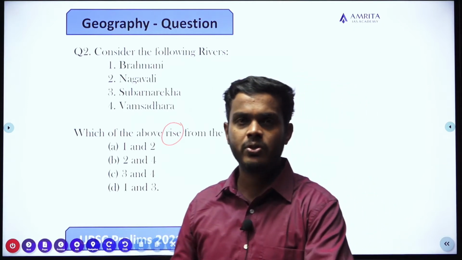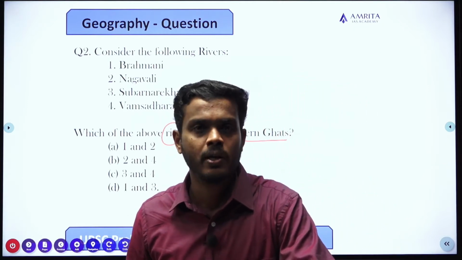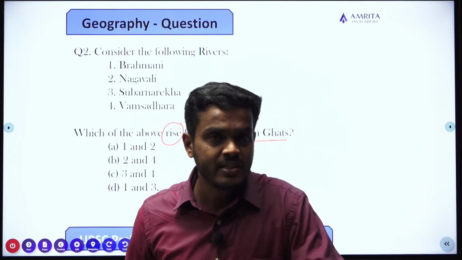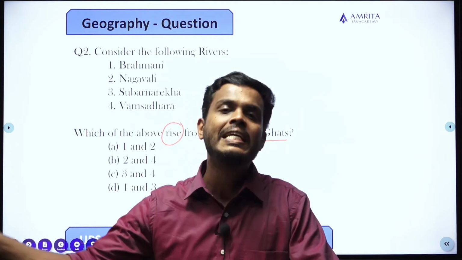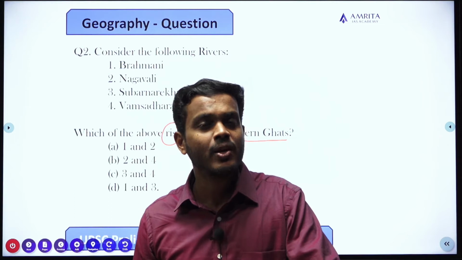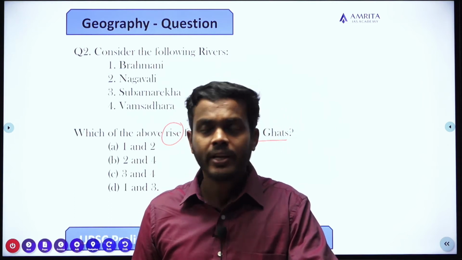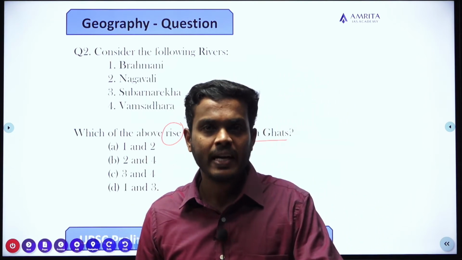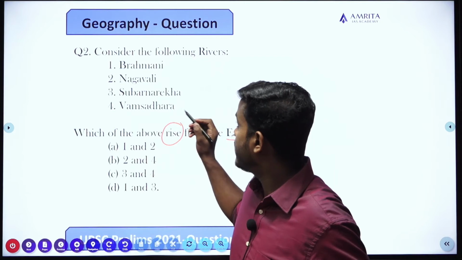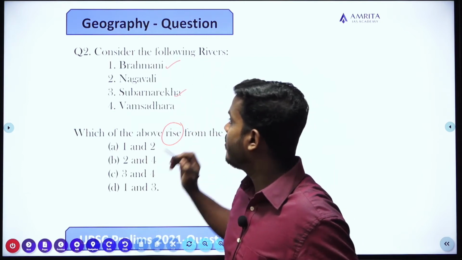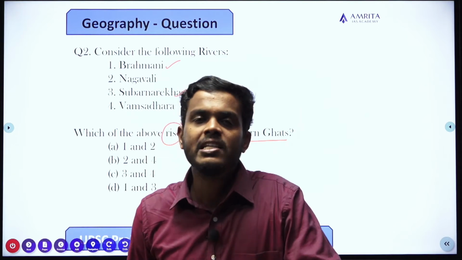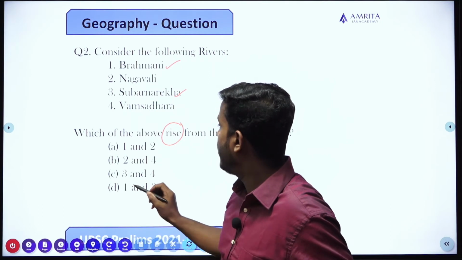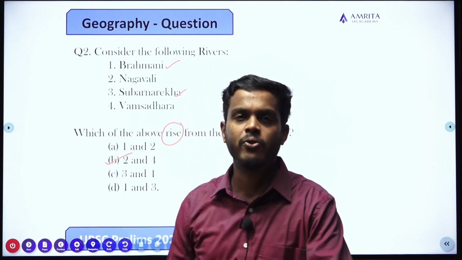Now, you should not confuse this particular question. There are so many rivers which flow to the eastern part of the country and which flow through the Eastern Ghats. But all those rivers do not originate from the Eastern Ghats. So if you know the river map of India, you will understand that in this question, Brahmani and Subarnarekha are not originating from the Eastern Ghats. So by eliminating 1 and 3, you will arrive at option B, 2 and 4 only.